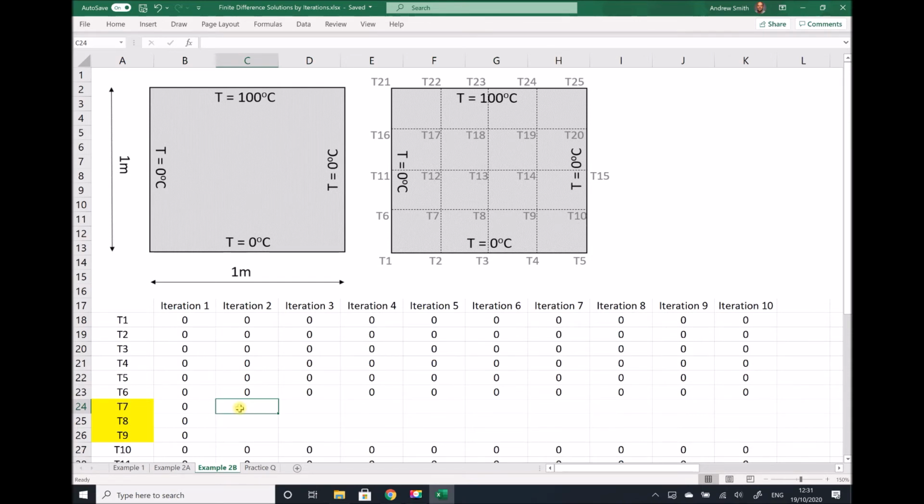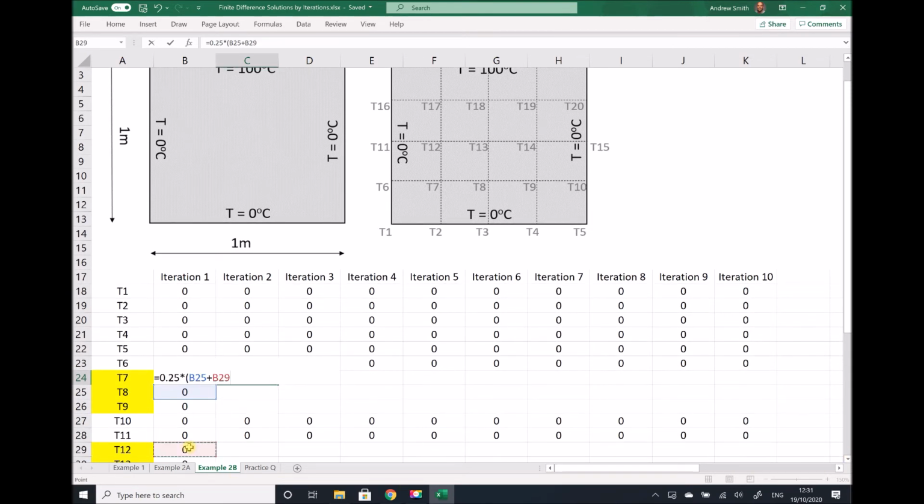And we're going to do exactly the same as before. We know that the temperature at point 7 is the average, so a quarter, multiplied by the temperatures at the 4 neighbouring cells. Well, the cells neighbouring T7 are T2, which is 0, so we're going to leave that out of our formula. We could just as easily add 0 plus, but that's not necessary. T6 is 0. T8 is an unknown value, so we need to click on the first iteration cell for T8. And we need to do the same for T12, the 4th neighbouring node. Close our brackets and hit enter.